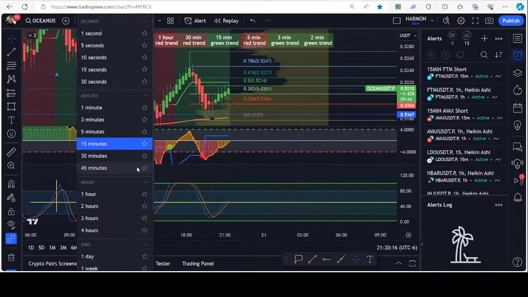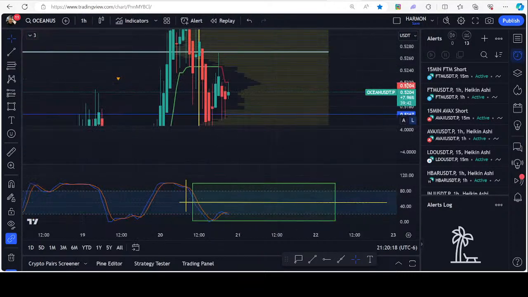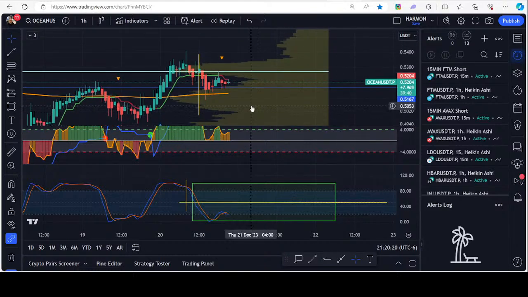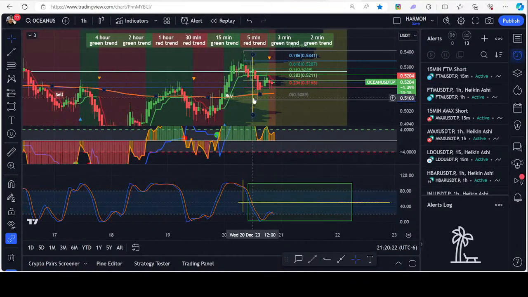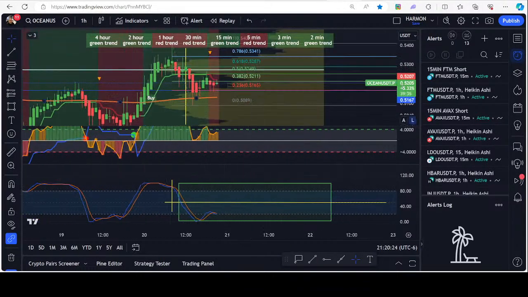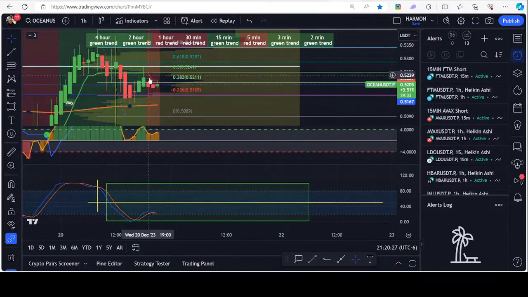Okay, so the trade, that's my one question. The 1 hour is the trend. So what we're doing here is running the 1 hour trend, which means that we want to trade with the 1 hour trend.